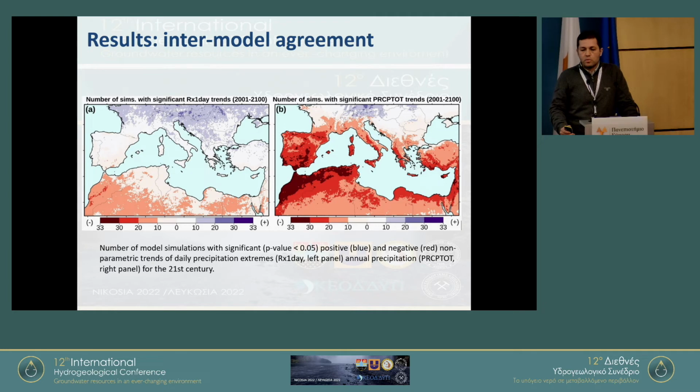And we can compare this figure. On the right, we see the same figure, but this is for the annual precipitation. And for the annual precipitation, we see a very strong manifestation of significant declining trends. And again, there's a hotspot of negative trends in Northern Africa.